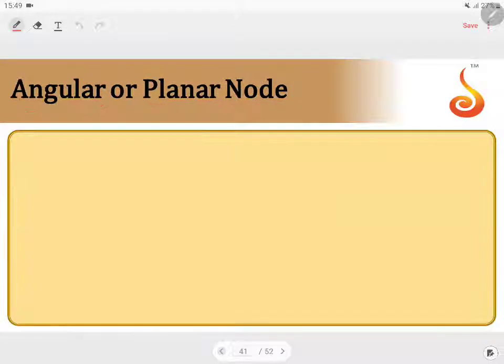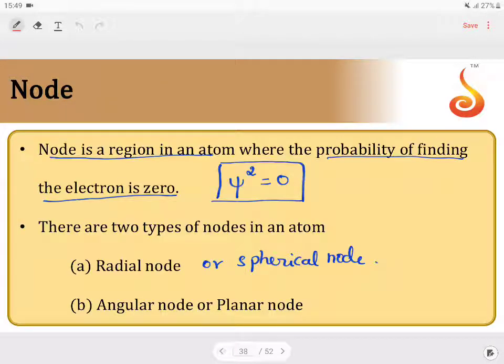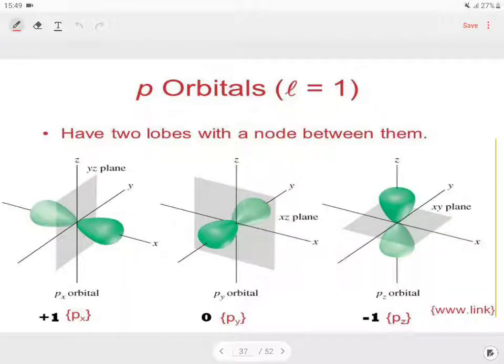To have clarity on what exactly this planar node is, this is a diagram I would like to show you. Look at this. This is a px orbital. When I say px orbital, the two lobes are along the x-axis. These two lobes touch this point. When you place an imaginary plane here, this is the plane we are talking about. This is the YZ plane. The lobes are along the x-axis, therefore the YZ plane becomes the node. That's also known as the planar node.